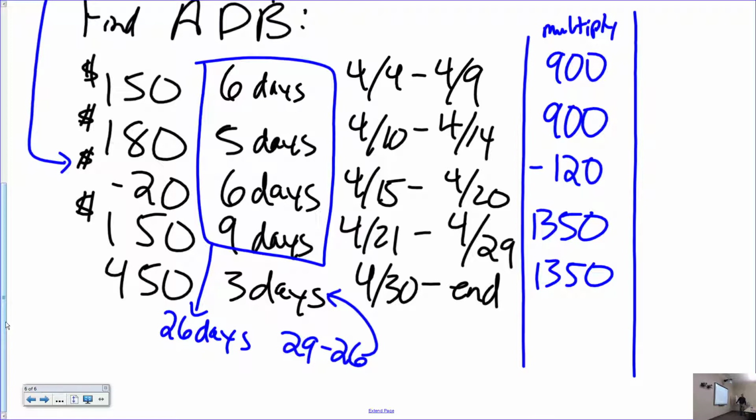Now, what do you do with all those numbers? Add them up. What do we get when we add them up? 4,500 minus 120. 4380. Does that sound about right? Yep. What do I do with the 4380, folks? Divide by 29.